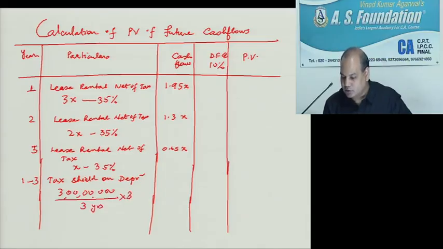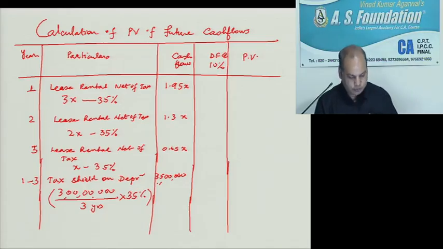And tax rate is how much? 35%. So finally, what is the answer? 35 lakh. Just check, is there any salvage value you will enjoy? No. So now the problem is like previous 3 problems only.